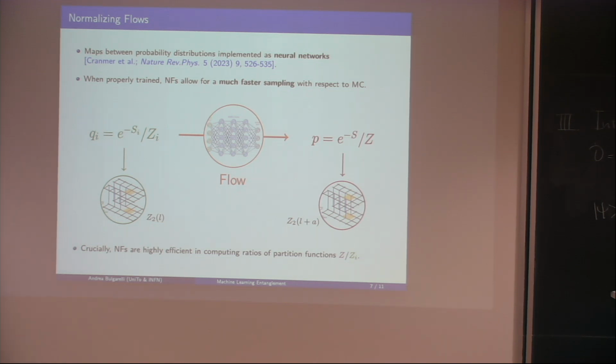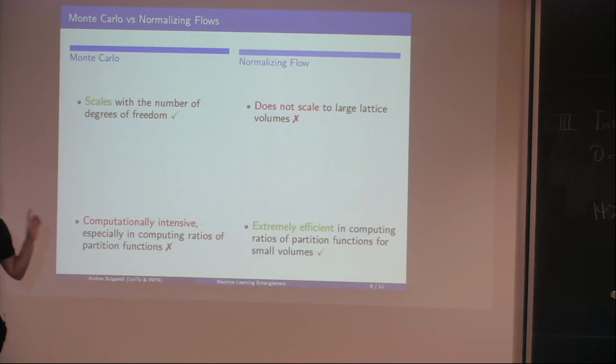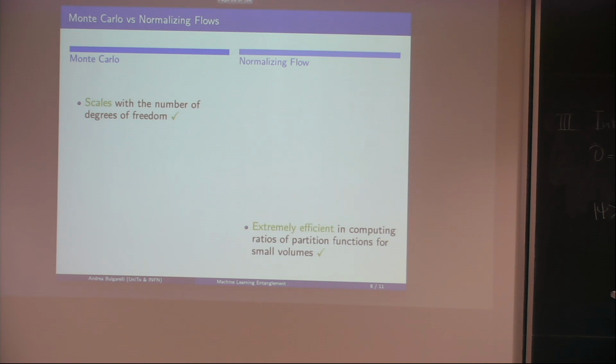So now the question is if we can use these tools to perform large-scale simulations of entanglement quantities. And the answer is not really, because it's true that they are extremely powerful in computing ratios of partition functions for small volumes, but they don't scale as the Monte Carlo does. So that's a problem. We cannot push the simulation that far, but you see, Monte Carlo and normalizing flows have somehow complementary skills. So the question we ask in our work is whether we can get rid of the problems of both approaches, combining them in a common framework, taking the best of both worlds.